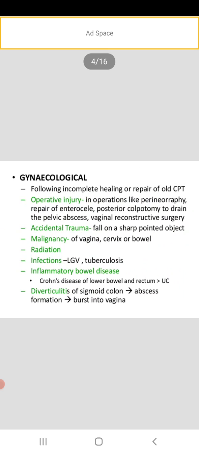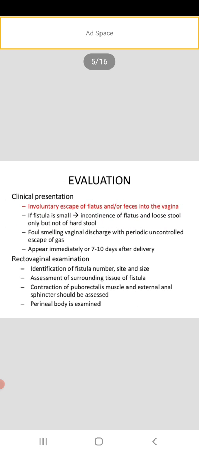Accidental trauma, such as a fall on a sharp pointed object. Malignancy of the vagina, cervix or bowel, radiation, infections like LGV and tuberculosis, inflammatory bowel diseases, Crohn's disease of the lower bowel and rectum, then diverticulitis of the sigmoid colon leading to abscess formation that bursts into the vagina.